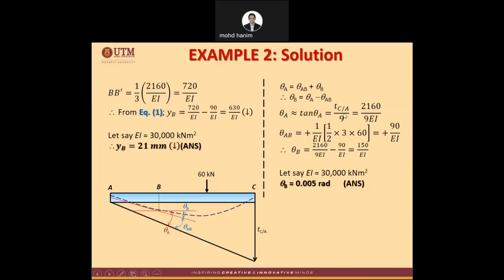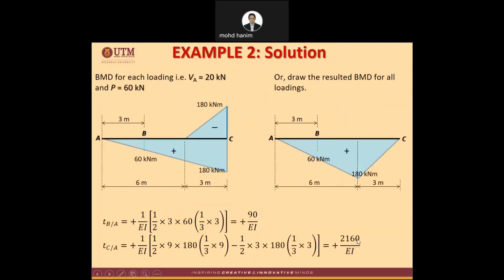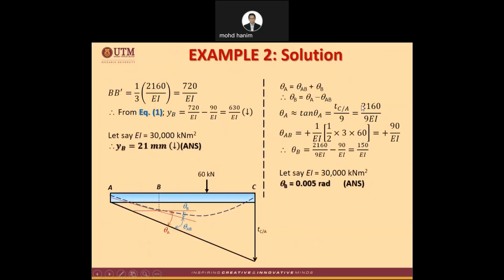Okay. Again, trigonometry. Theta A is equal to tangent theta A. What is tangent theta A? Tangent theta A equal to TCA divided by the distance. But TCA equal to 2160. Therefore, tangent theta A equal to 2160 divided by 9EI.